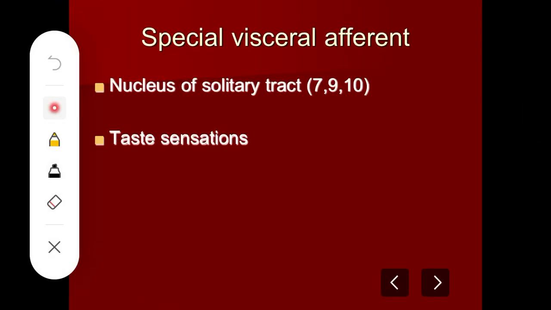So now, next component, special visceral afferent, nucleus of solitary tract, carried via the 7th, 9th and 10th. So it is actually what? The taste sensation from viscera. Why categorized as viscera? Because the epithelium of the tongue and the taste buds are endoderm in origin.